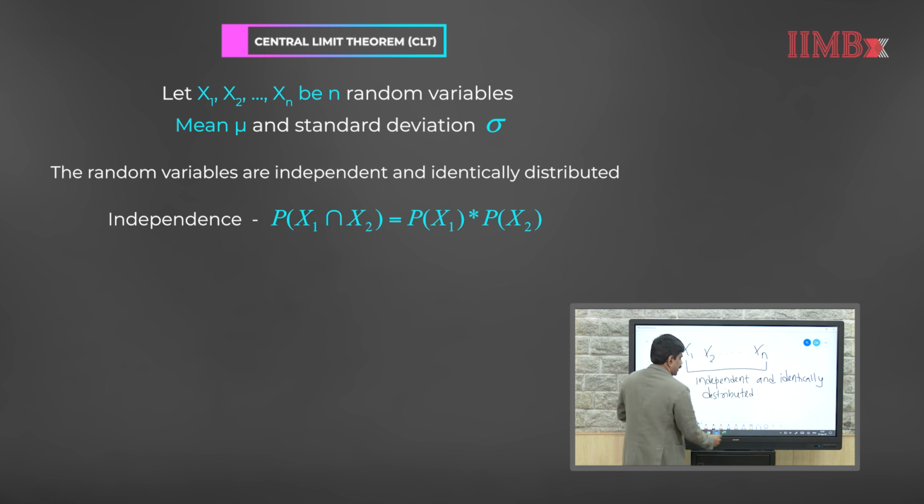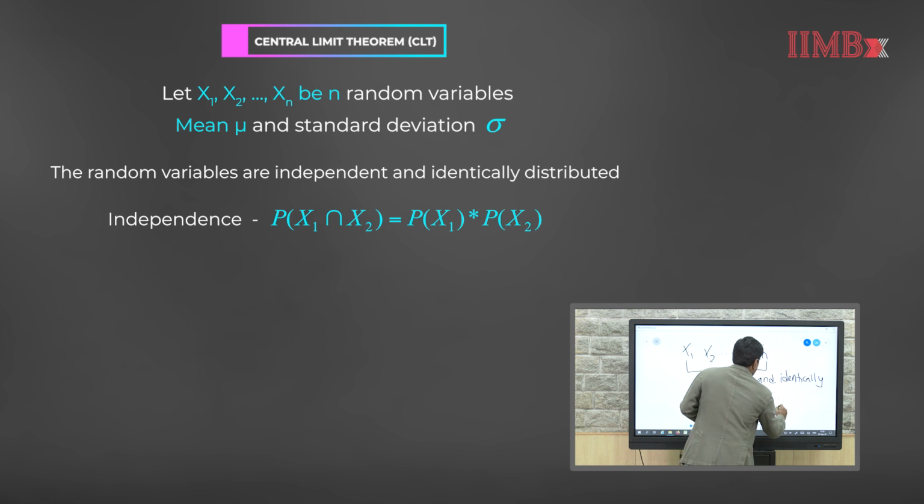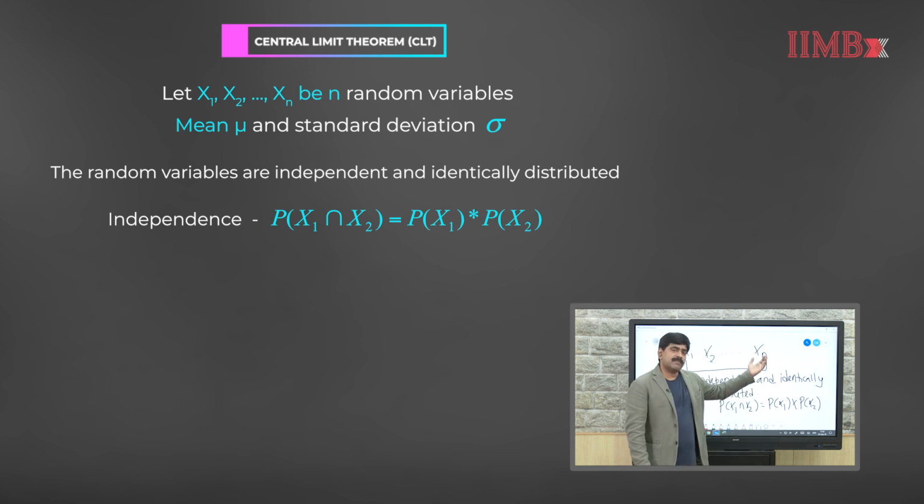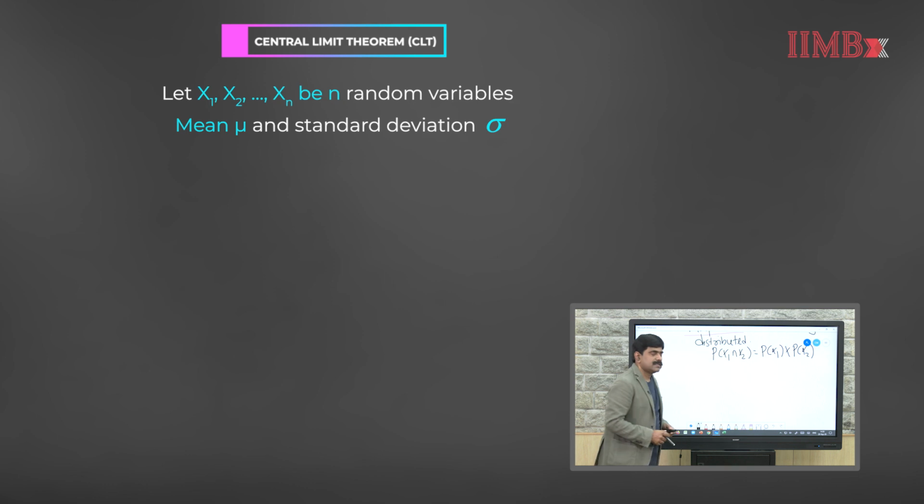Okay, so what does this independence actually mean? We already discussed independence of events. So independent basically means your probability of x1 intersection x2 is same as probability of x1 times probability of x2. Identical distribution means they are coming from an identically distributed population where the mean is mu and standard deviation is sigma. Right. So we now define n independent and identically distributed random variables.